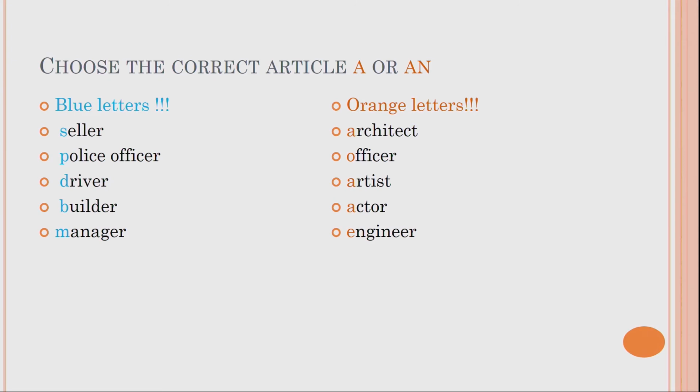Choose the correct article, a or an. Blue letters show you consonants. Orange letters show you vowel letters. For example, seller: a seller or an seller? Right, a seller. Driver: a driver.